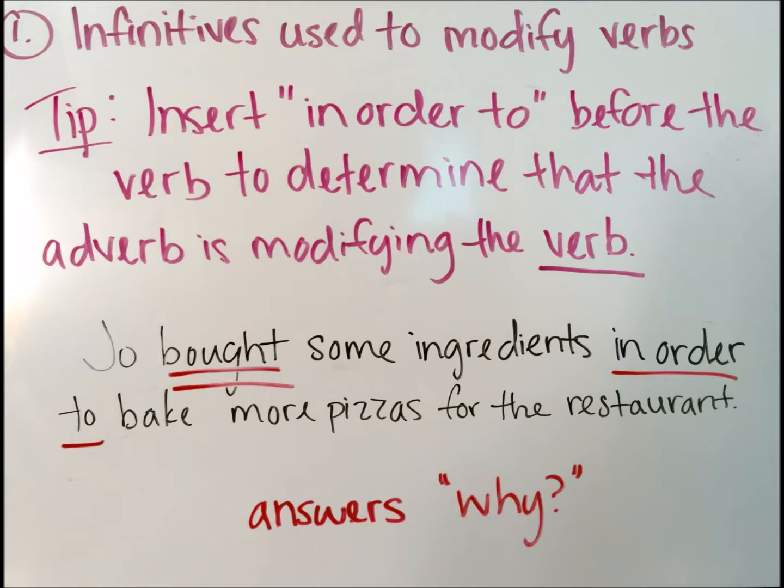So a tip to determine that the adverb is actually modifying the verb is to insert the words in order to before the verb in a sentence. So Joe bought some ingredients in order to bake more pizzas for the restaurant. It answers why he bought more ingredients.